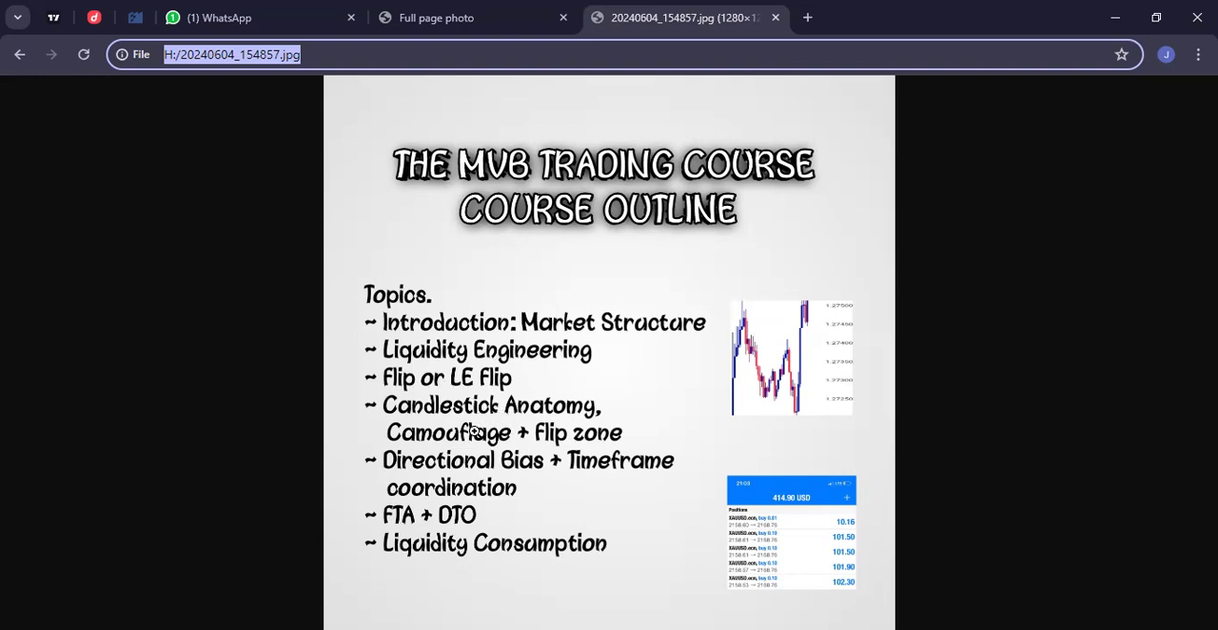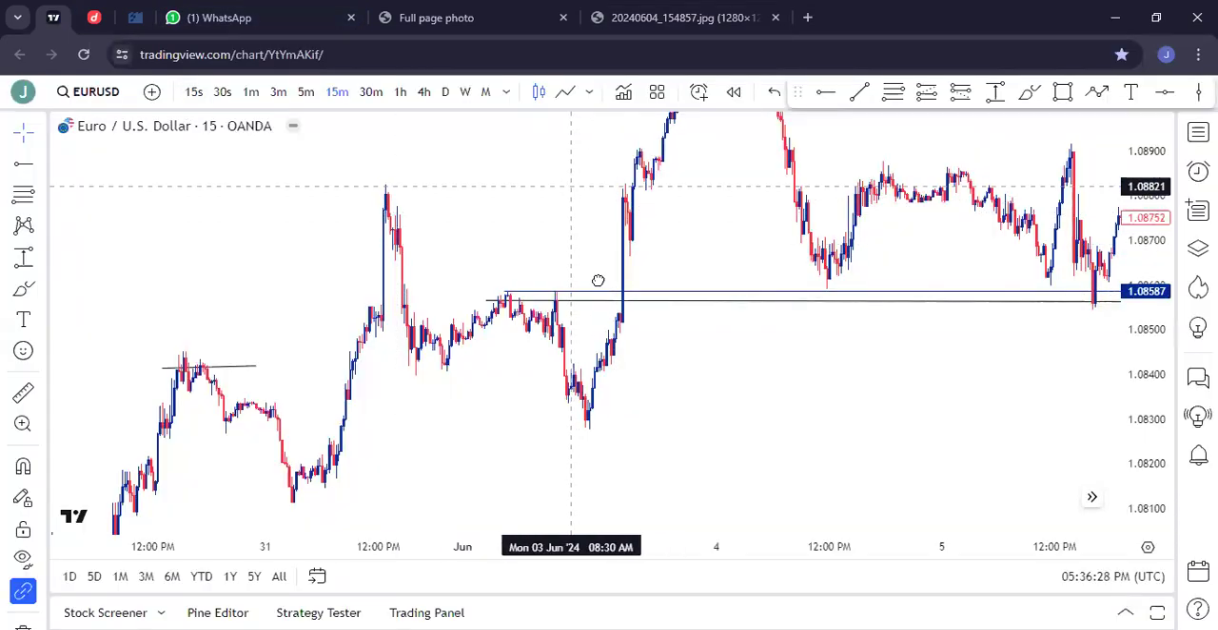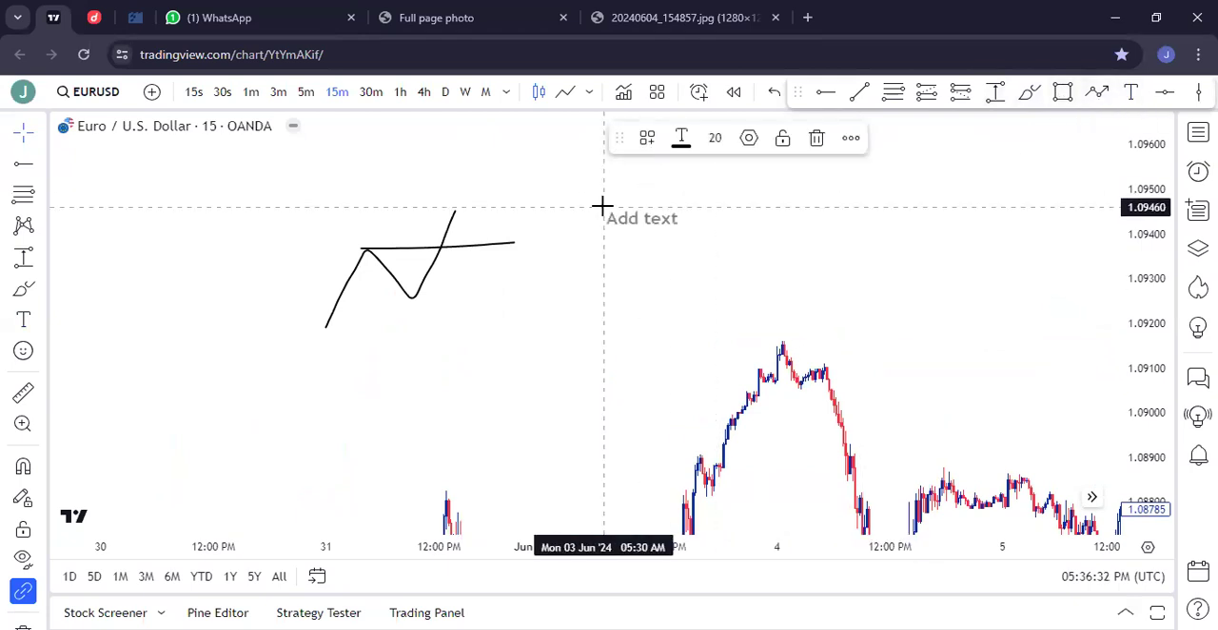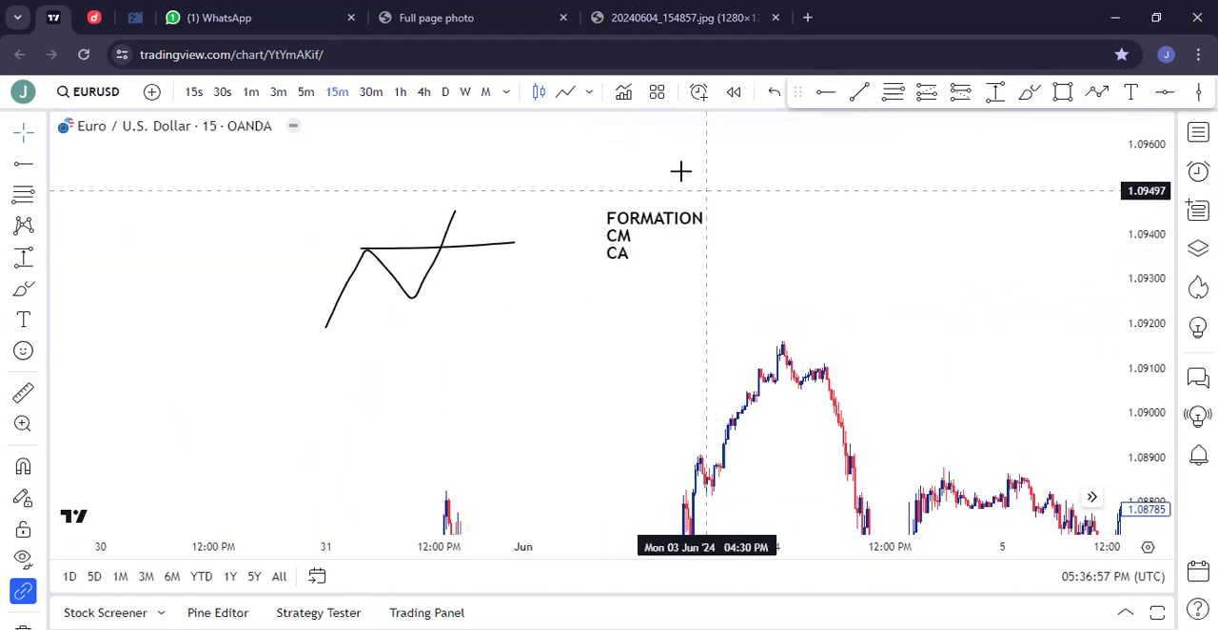So on Monday we're going to learn about formations, and I need you to keep this in mind. The only entry types that we have in this program are: we use formation, we use camouflage, and we use candlestick anatomy. These are the only entry types that we use.